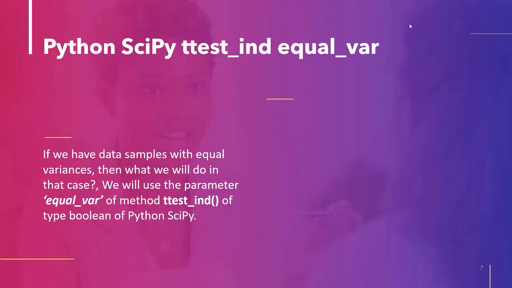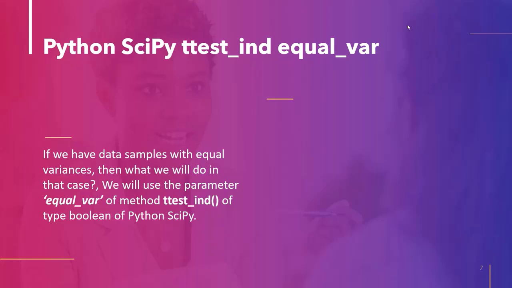The last topic of this tutorial is Python SciPy t-test independent equal var. What will we do in the situation that our data samples have equal variances? We will make use of the Python SciPy parameter equal_var, of type boolean, of the method ttest_ind. By default, this parameter is true, or active, when there is the same number of samples in each group or when the variance of two datasets is comparable. An independent t-test is used.